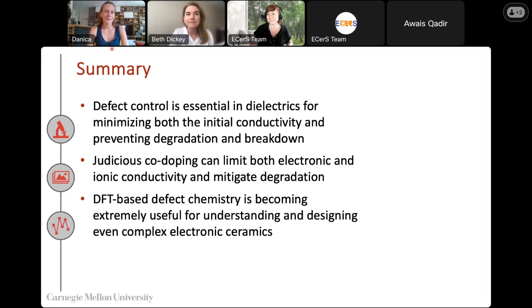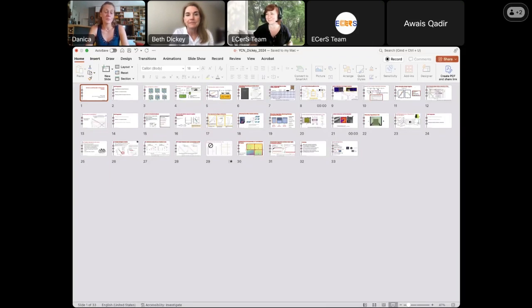Thank you, Professor Dickey, for a very nice presentation, for a new perspective about the defects and the effect of the defects on conductivity. I really enjoyed it, and I totally agree with you about the DFT calculations. I really think that that's a very big part of the future of research.